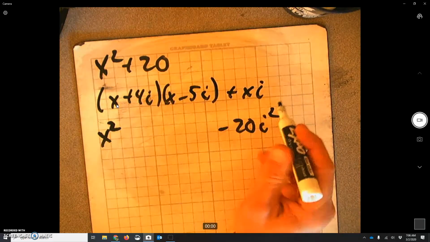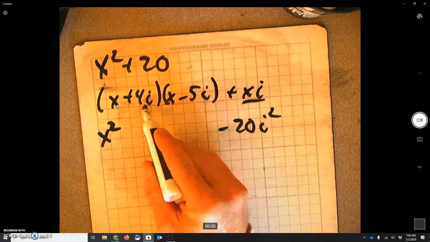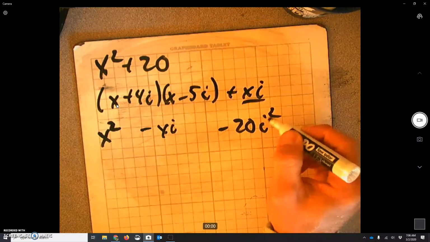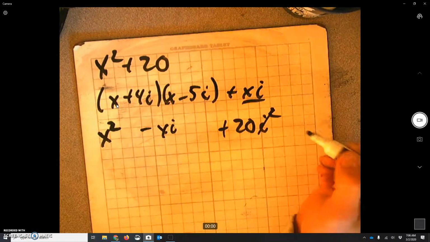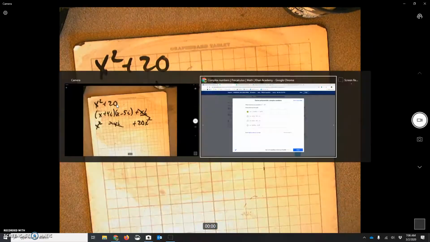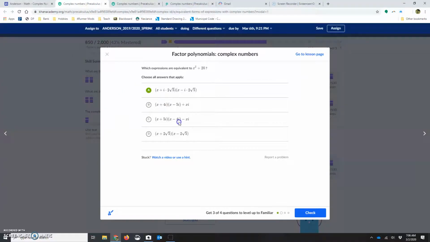You can match up this over here. Plus 4 minus 5 is negative xi. This i squared turns this to positive. And this xi cancels out with that positive xi. So we have x squared plus 20. We're going to get a positive xi in here, and we're going to take it away with the negative outside.